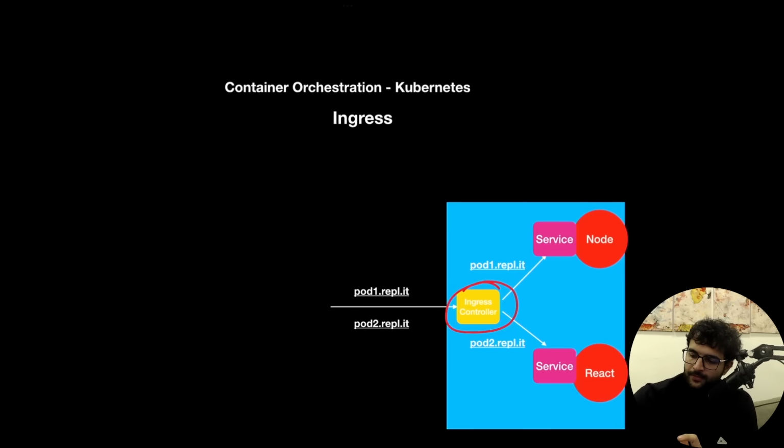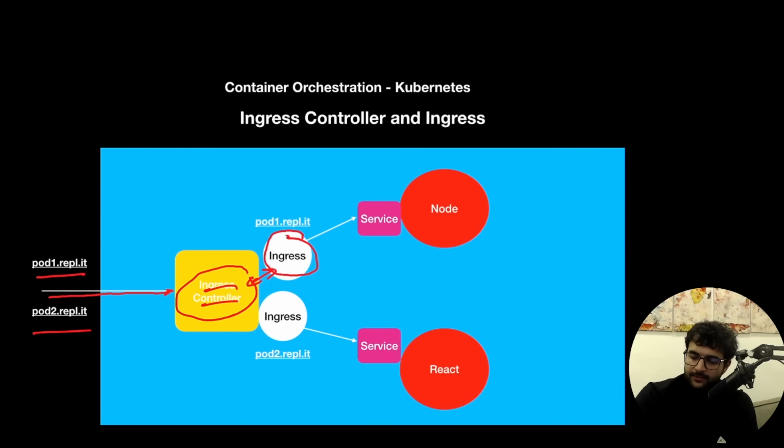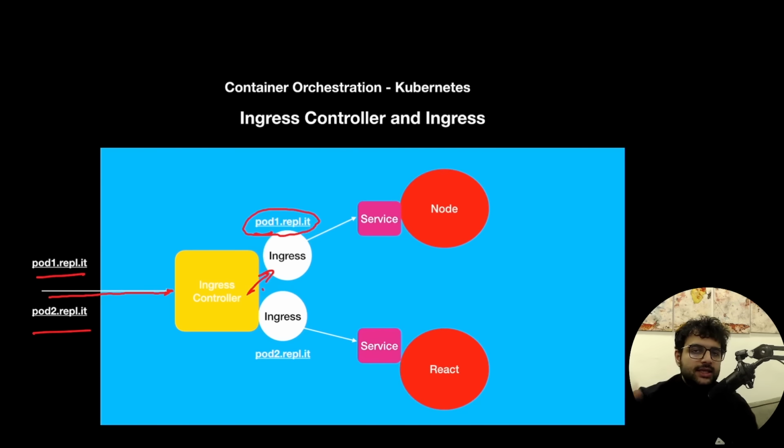So the final architecture should look something like this. You have various URLs that point to the same IP, just like Repl.it. And these requests reach an ingress controller. In the ingress controller, you create an ingress. Ingress controller and ingress are different. Ingress controller says, okay, bhai, I will tell where to go, but whoever wants to tell me, okay, if the request comes from pod1.repl.it, create an ingress with me, register an ingress with me.